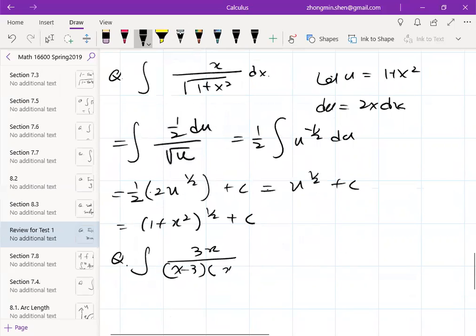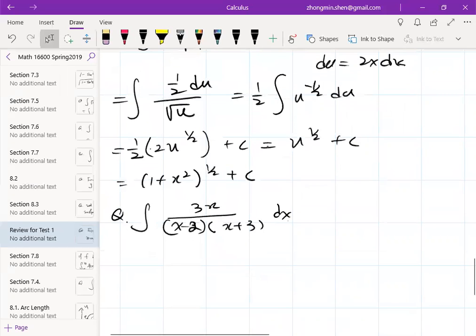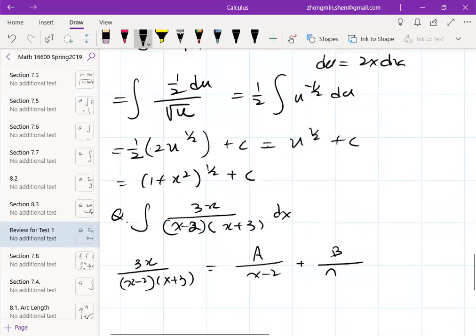3x plus 3 dx. Okay. So the denominator is a polynomial of degree 2. The numerator is just 3x. So the degree of the numerator is smaller than the degree of the denominator. So you can always determine this. Okay.